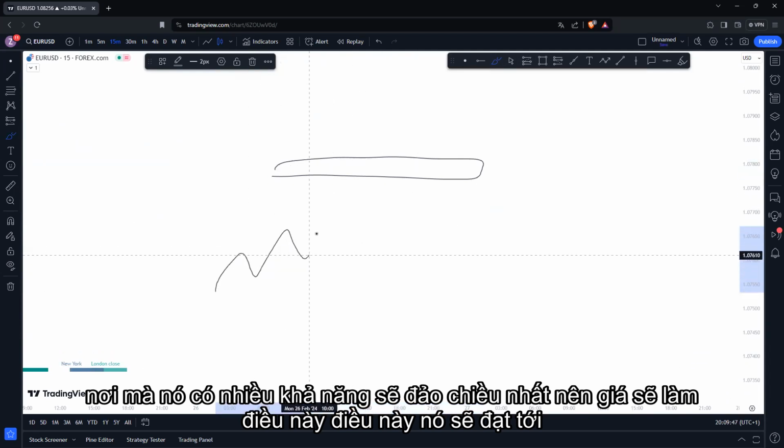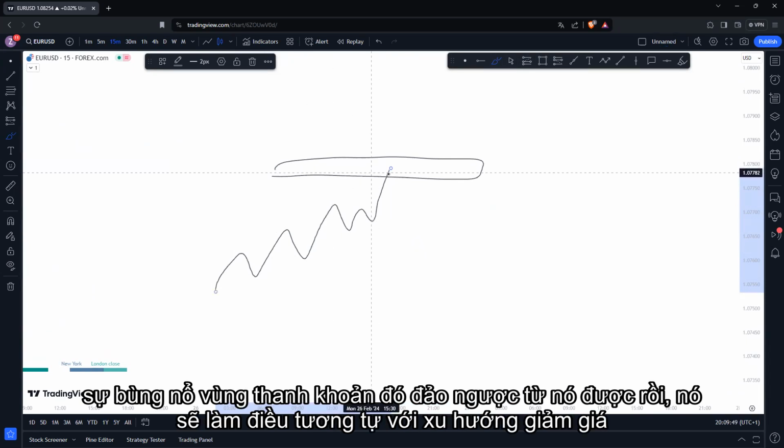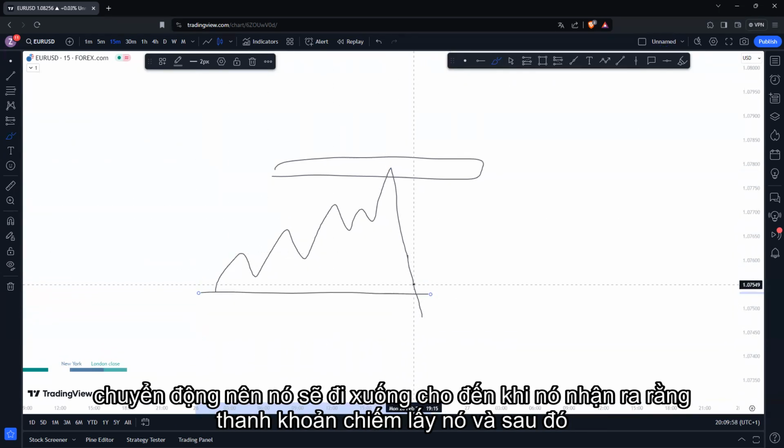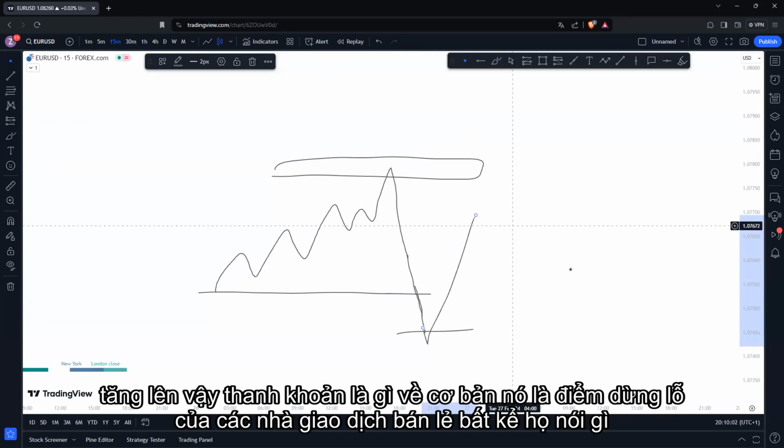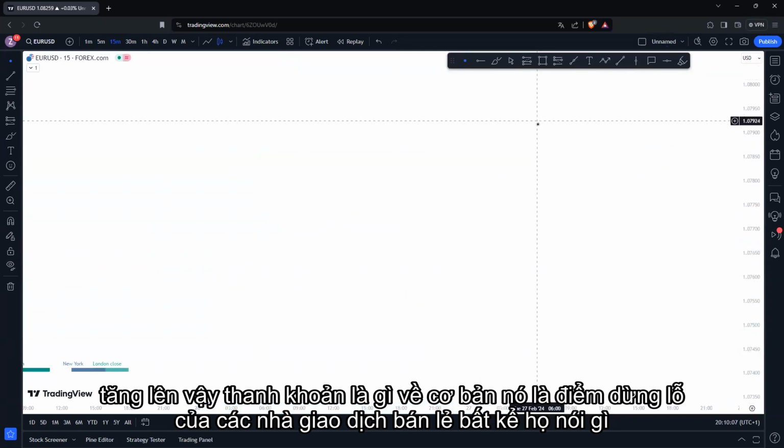So price is gonna do this. It's gonna reach that liquidity zone, boom, reverse from it. It's gonna do the same thing with bearish movements. It's gonna go down, down, down until it finds that liquidity, takes it, and then goes up. So what's liquidity? It's basically the stop loss of retail traders, whatever they say.